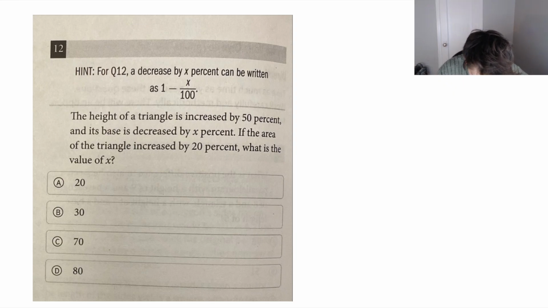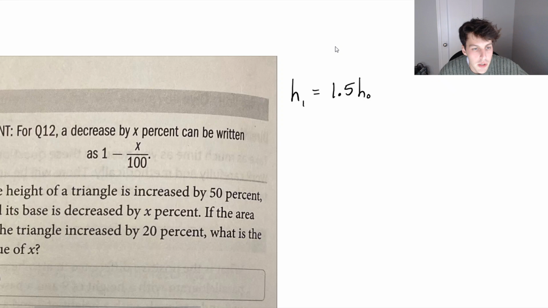Let's give it h1. If the height increased by 50%, then that means that it's going to be 1.5 times, let's call another variable h naught. Okay, that just means our initial height.